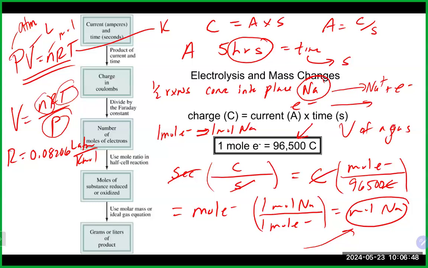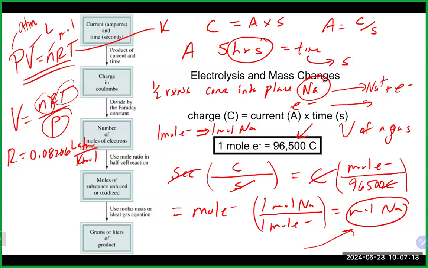An alternative type of question is sometimes they may just tell you, for example, how much of an element you produced, and maybe want to know how long you ran the cell for, or what amperage you ran the cell at. So it's the same calculation, just working backwards, a variation of this type of problem. Any questions on that?